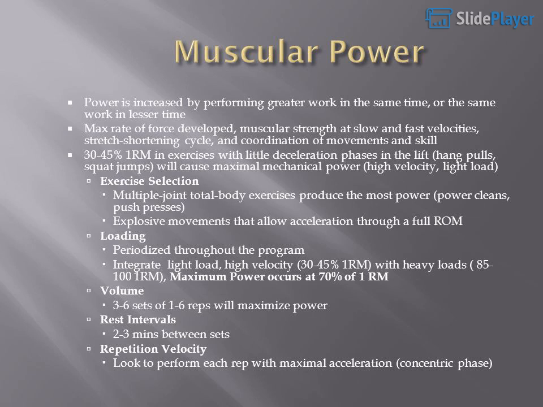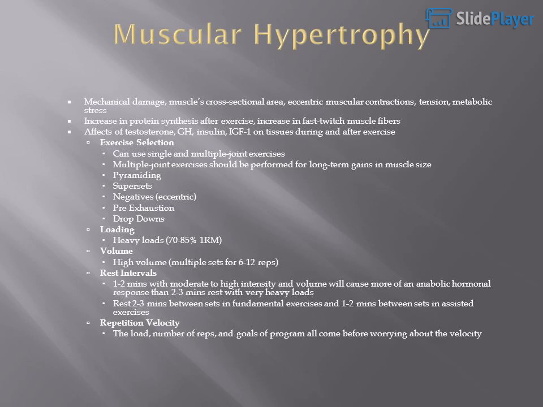Volume. 3 to 6 sets of 1 to 6 reps will maximize power. Rest intervals. 2 to 3 minutes between sets. Repetition velocity. Look to perform each rep with maximal acceleration, concentric phase. Muscular hypertrophy. Mechanical damage, muscles' cross-sectional area, eccentric muscular contractions, tension, metabolic stress.